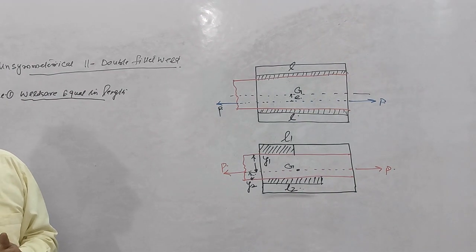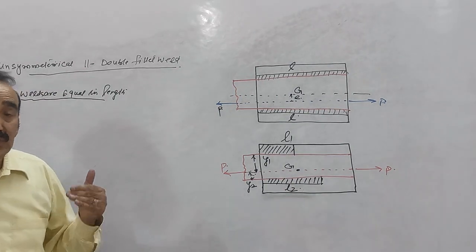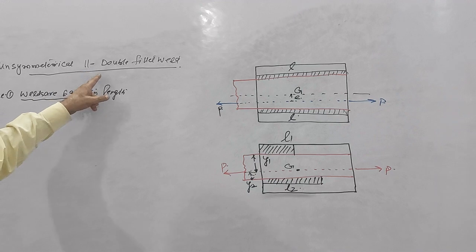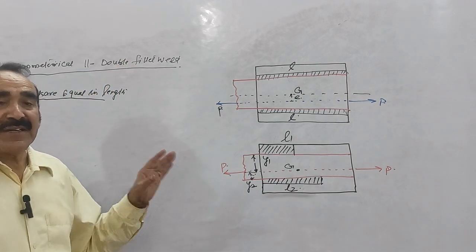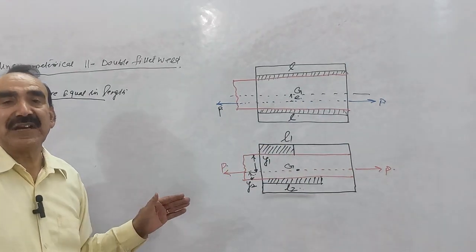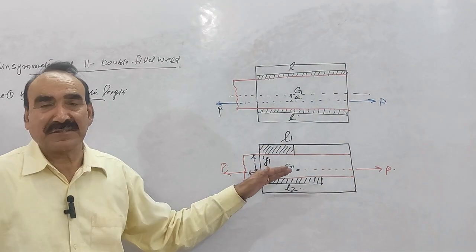हमें रीएडजस्ट करना पड़ेगा लेंथ ऑफ द बेल्ट्स को. We have to readjust the length of the belt. और सो दिस टाइप ऑफ द बेल्ट इज कॉल्ड द अनसिमेट्रिकल पैरेलल डबल फील्ड बेल्ट. So by readjusting the length of the belt, what happens is that this centroid or the line of action of the force will pass through the centroid.